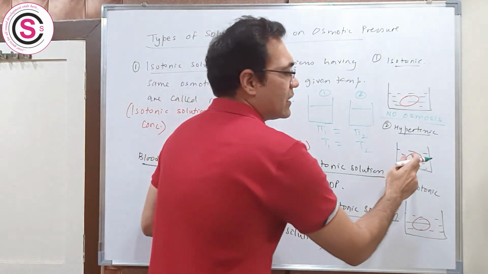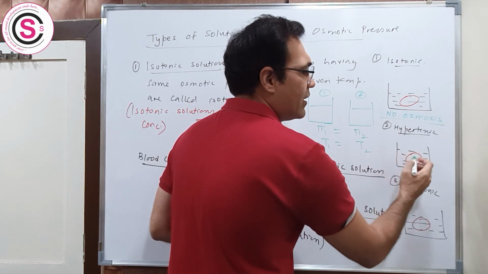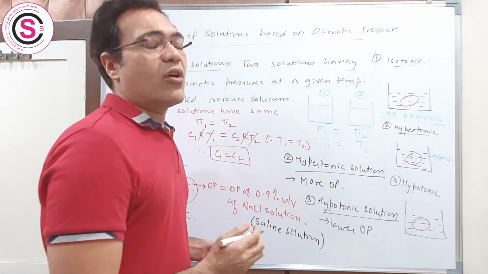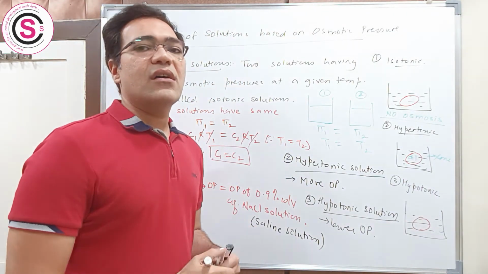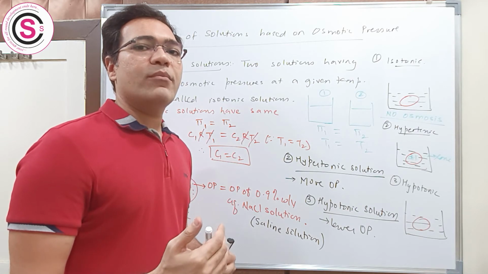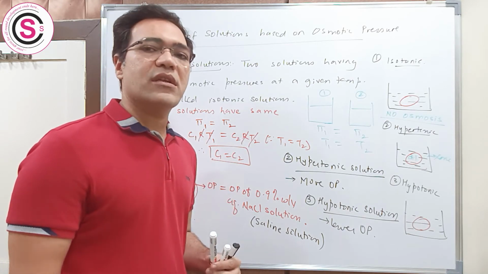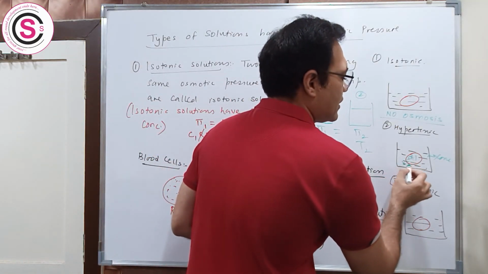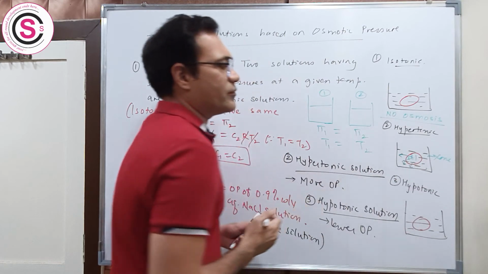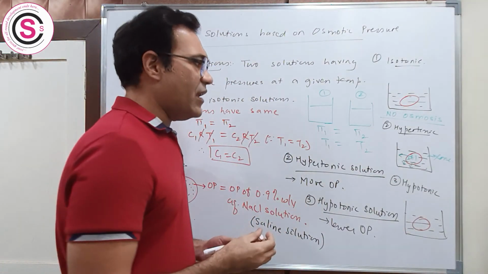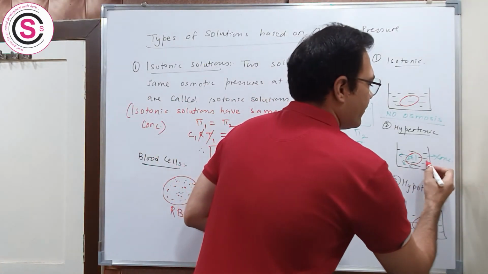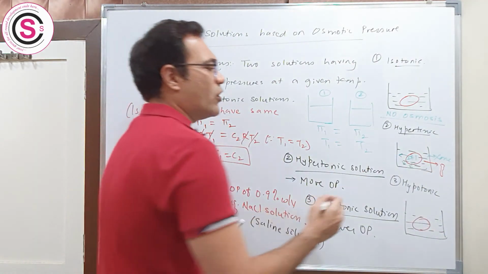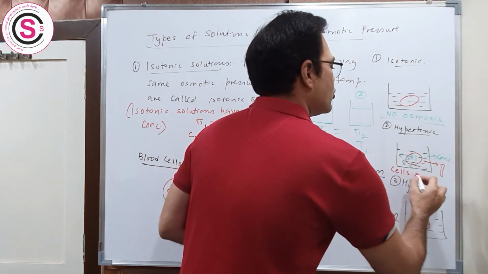According to osmosis, the solution inside the blood cell is dilute and the outside solution is concentrated. Now you know what happens in osmosis. The solvent will move from the dilute solution to the concentrated solution through a semi-permeable membrane. So here, the solvent from inside the blood cell will come out, and as a result the blood cell will shrink. From this, it will become like this. So students, the cells shrink.